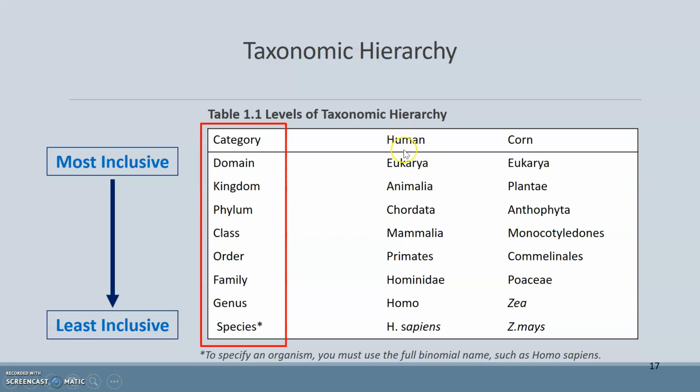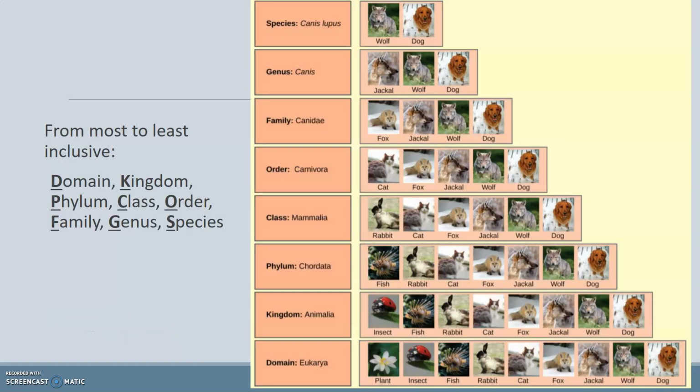And so if you look here, you can see that humans are part of a domain called Eukarya, which includes every single organism that has nucleated cells, which as you can imagine is a huge number. And by the time we go down through the taxonomic hierarchy, we are at one specific species, Homo sapiens. To illustrate that principle, you can see the categories listed here from most inclusive at the bottom with the domain all the way up.